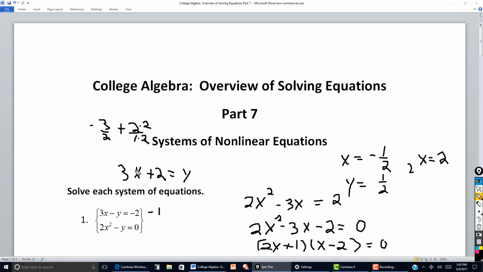Now when x is equal to 2, put a 2 where the x is over here. 2 times 3 is 6, and 2 is 8. So when x is equal to 2, y equals 8. So the two graphs intersect at the points negative 1/2, 1/2 and 2, 8. That's your solution.